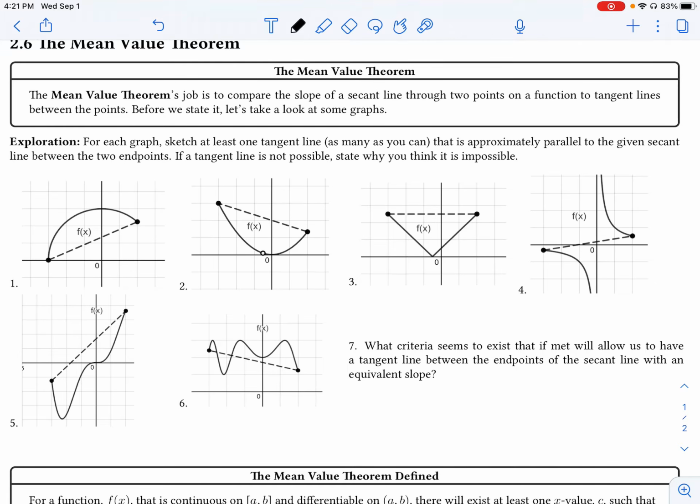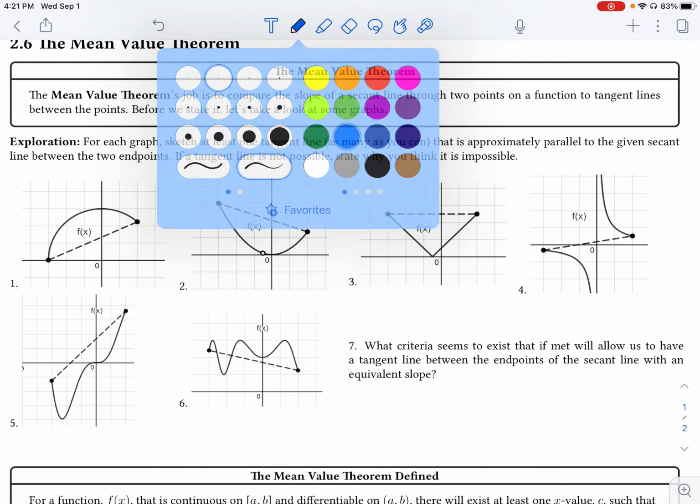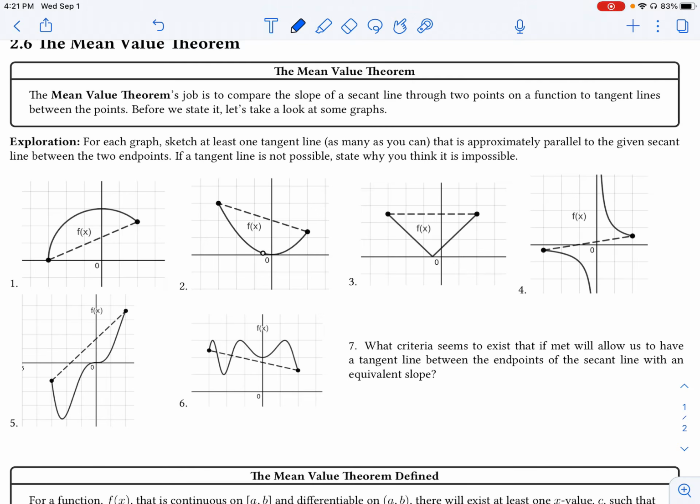So as we go through this, let me do this in a different color, a couple of different possible tangent lines. I'm just doing some rough sketches right here. I'm just going to see a point where it looks like I can sketch a tangent line that looks like it's about parallel to the secant line that we see there, somewhere around there.